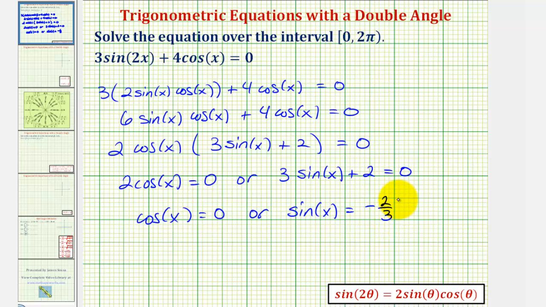So we want to find all the angles in this interval where cosine x equals 0 and sine x equals negative 2/3. Notice in this interval, 0 is included and 2 pi is not included. Let's find these angles on the next slide.